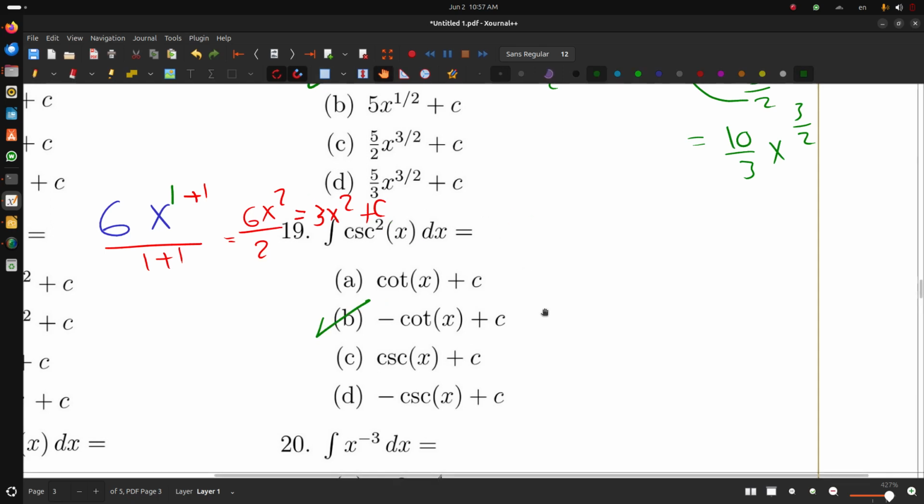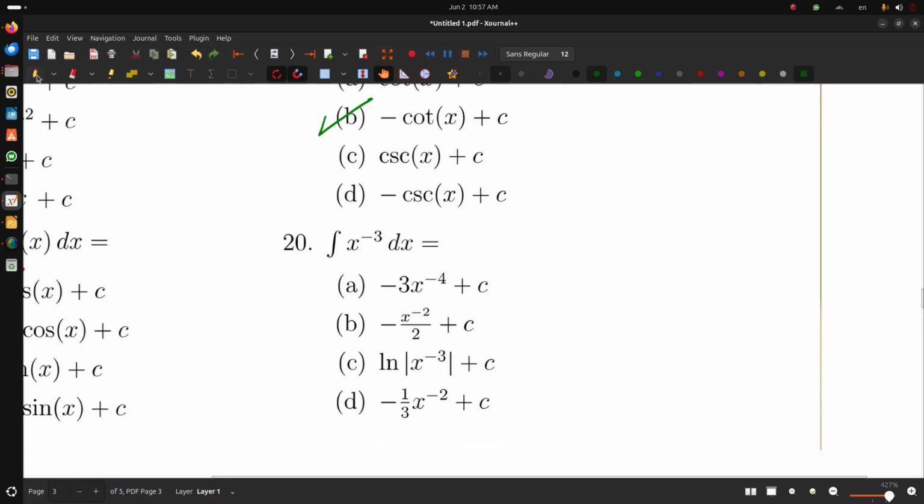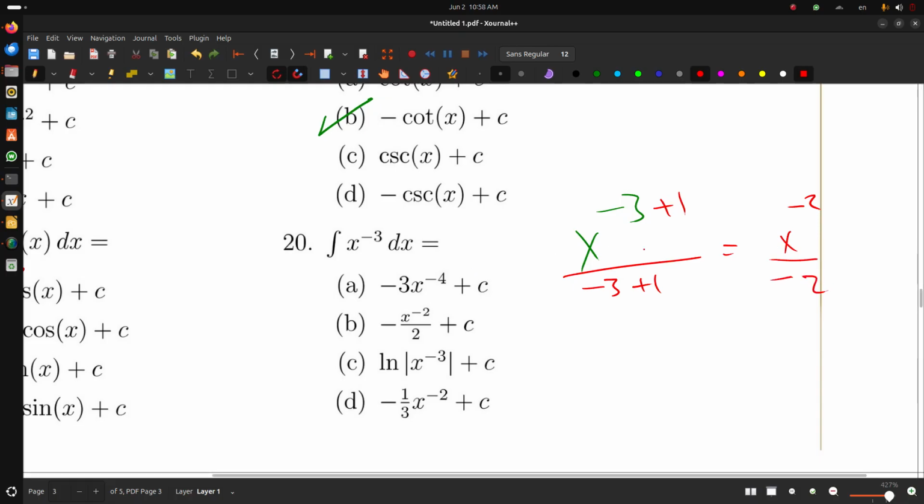Okay, next one, x power negative 3. Use the inverse power rule: add 1 and then divide by the new power. It will be x power negative 2 over negative 2, or any equivalent form. Okay, it will be this one, second option.